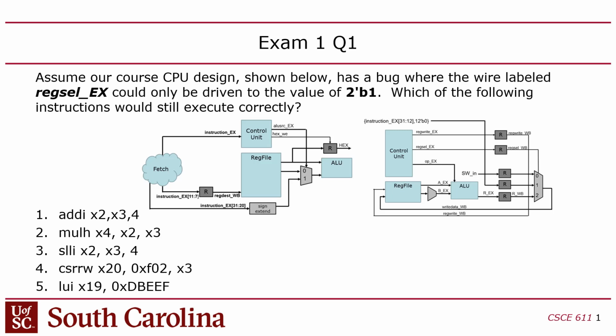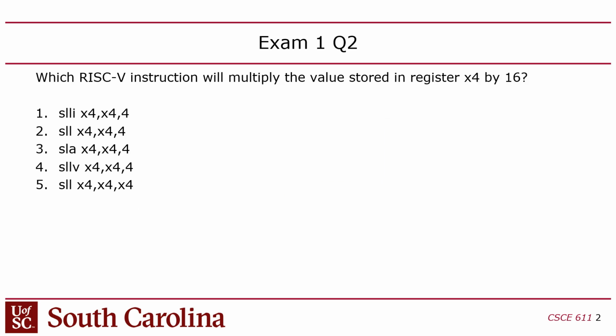Any questions? Okay, which RISC-V instruction will multiply the value stored in register 4 by 16? Multiplying by a power of 2 is shifting left, and in this case, the right format would be shift left logical x4, x4, 4. Sorry, shift left logical immediate x4, x4, 4, right? Because we're shifting by an immediate value of 4 bits.